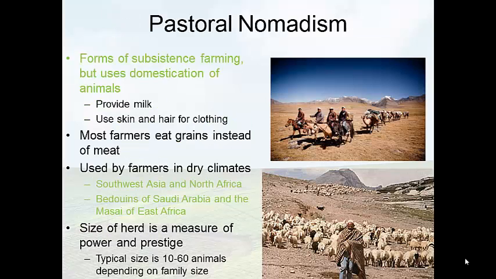Let's move on to pastoral nomadism. It is a form of subsistence farming, but it uses domestication of animals instead. So these people live directly off the animals that they travel with.